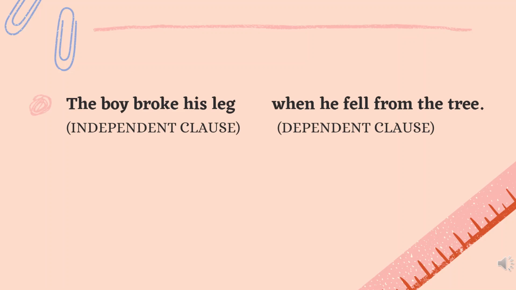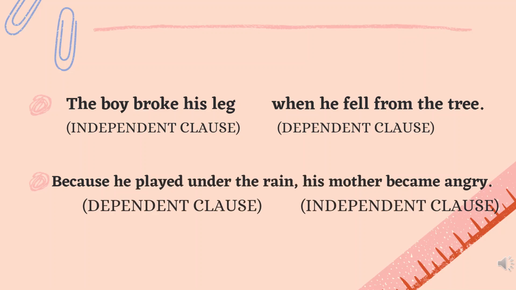Let us read the following sentence. First, the boy broke his leg when he fell from the tree. The independent clause there is the boy broke his leg. And the dependent clause is when he fell from the tree. Next sentence. Because he played under the rain, his mother became angry. The dependent clause there is because he played under the rain. And the independent clause is his mother became angry.